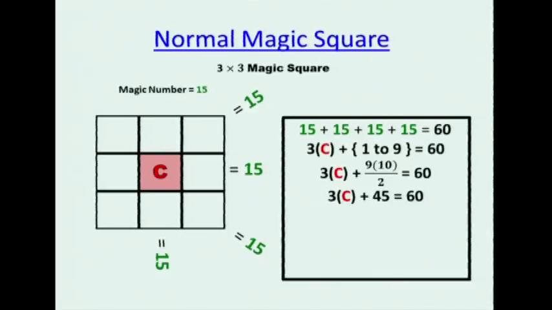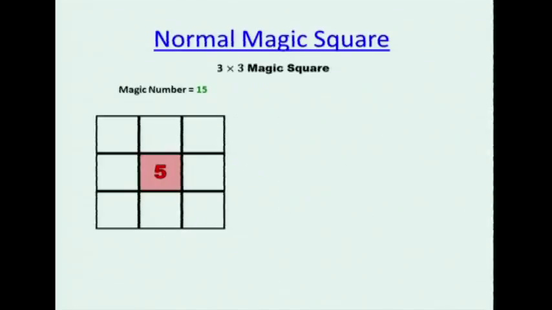Simplifying this, 3C plus 45 is equal to 60. I can solve that. I subtract 45 from both sides. I have 3C equals 15. I divide both sides by 3, and C is equal to 15 over 3, or 5. So I know the middle number of my 3 by 3 magic square has to be 5.